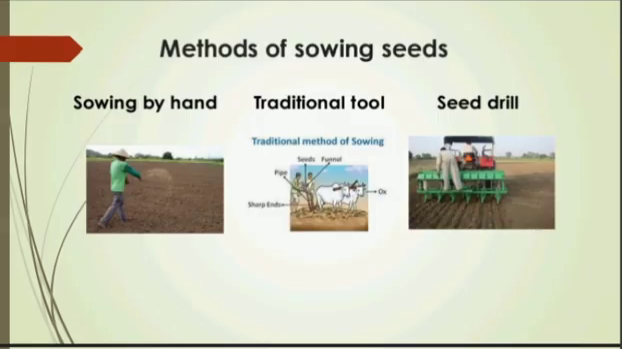Now let us start today's topic. First we will discuss about methods of sowing seeds. There are different methods of sowing the seeds in the soil, and these are number 1 sowing by hand, number 2 traditional tool, number 3 seed drill. Now first we will discuss about sowing by hand, and this method is also known as broadcasting.